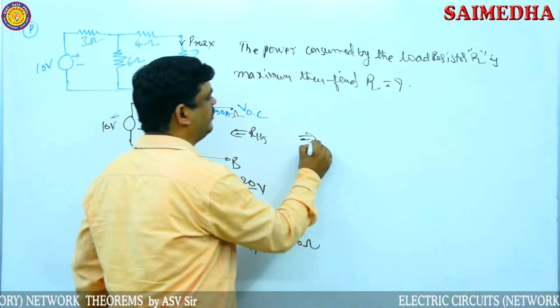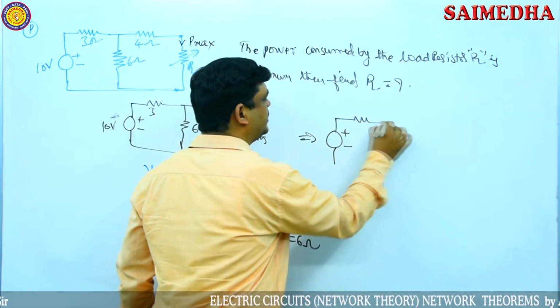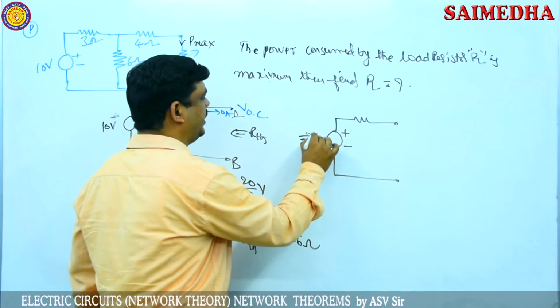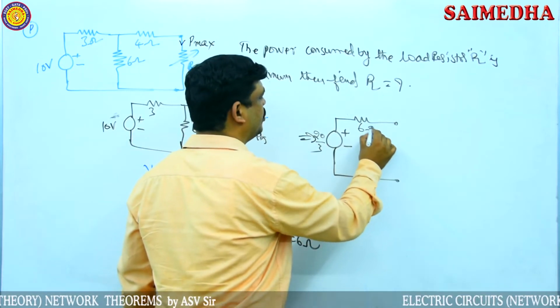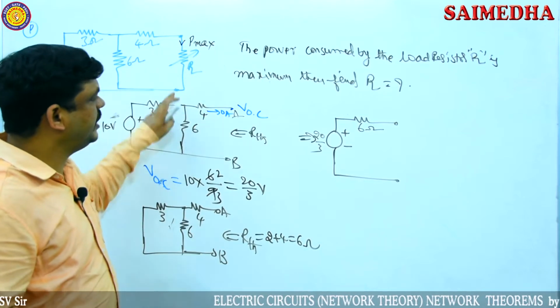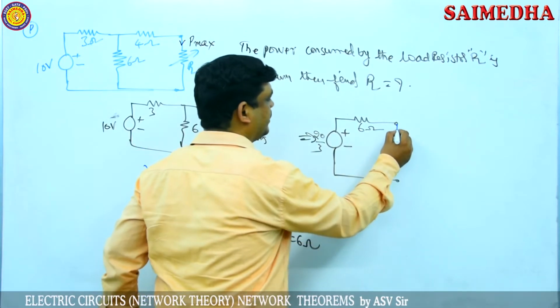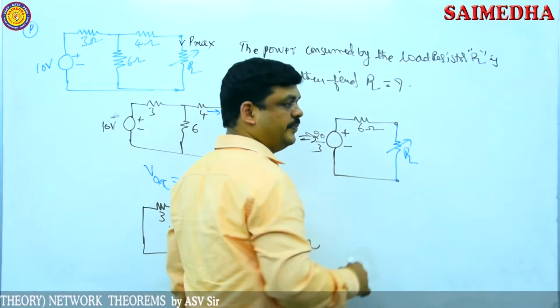Then draw the complete network with the Thevenin's equivalent circuit: Thevenin's voltage and Thevenin's resistance. Thevenin's voltage value is 20 by 3, and Thevenin's resistance value is 6 ohms. So the open circuit load terminals are replaced with the Thevenin's equivalent circuit. Then connect the load resistance here. Load resistance is RL, and this resistance is a variable value.